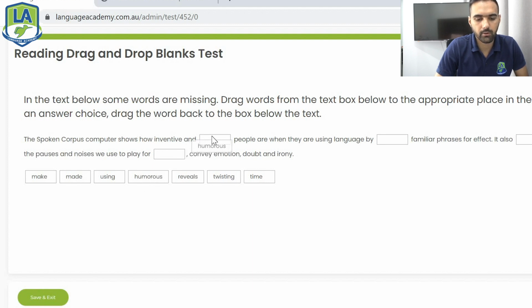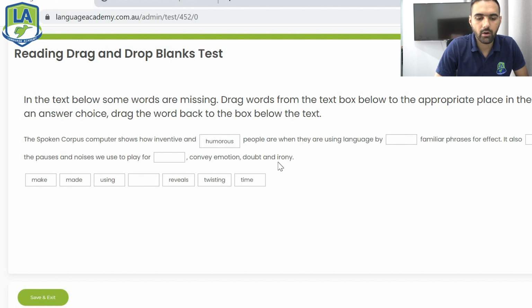Humorous means kind of funny in one sense. So how inventive and humorous people are when they're using language by dash familiar phrases for effect. What do we use or what do we do to language to give it more of a humor and effect? What do we use?